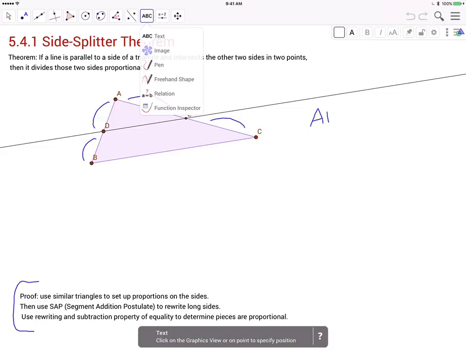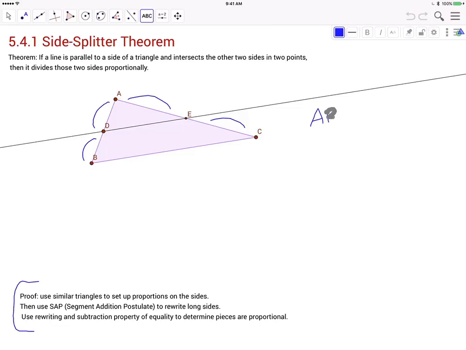AB relates to AD, hopefully I did this right, the same way that AC relates to AE. Now, hopefully people can see that, and that's related to the two similar triangles, which we already know about.